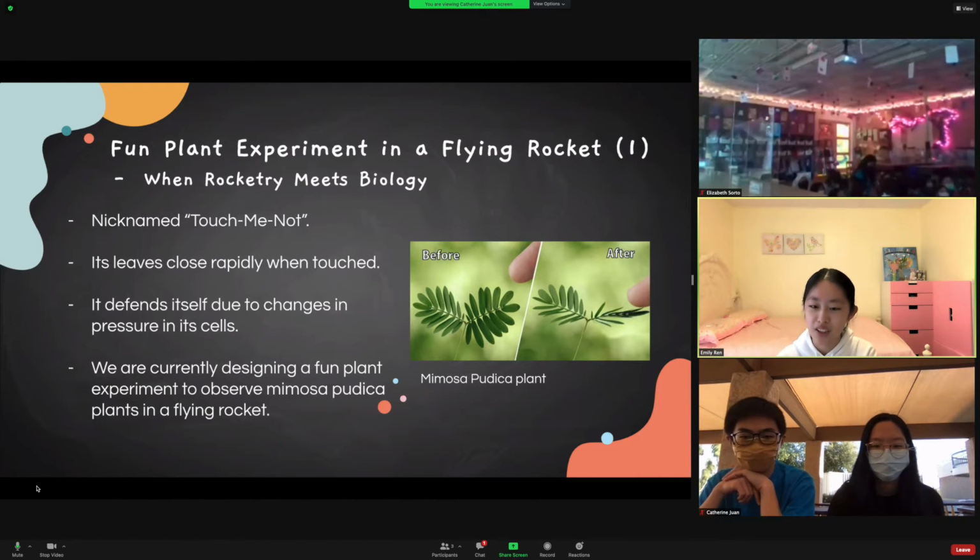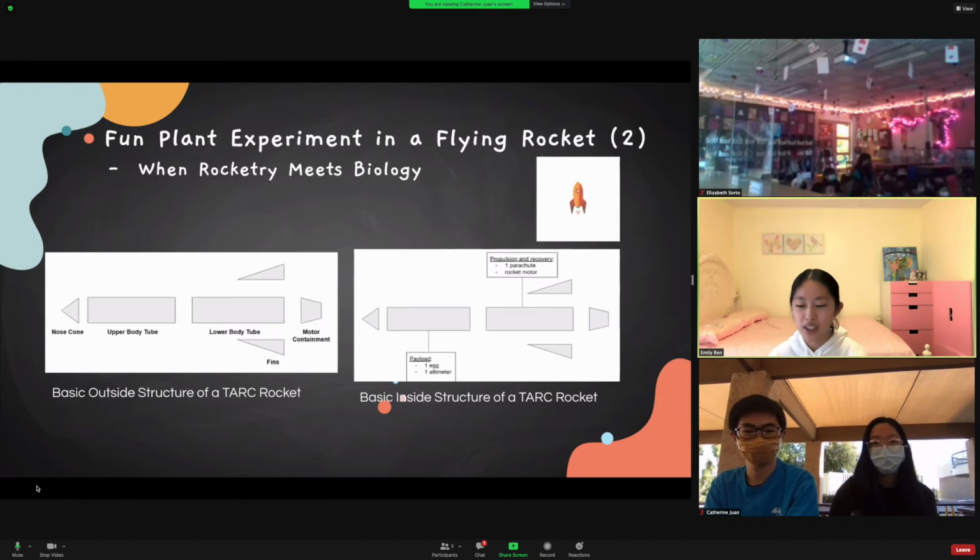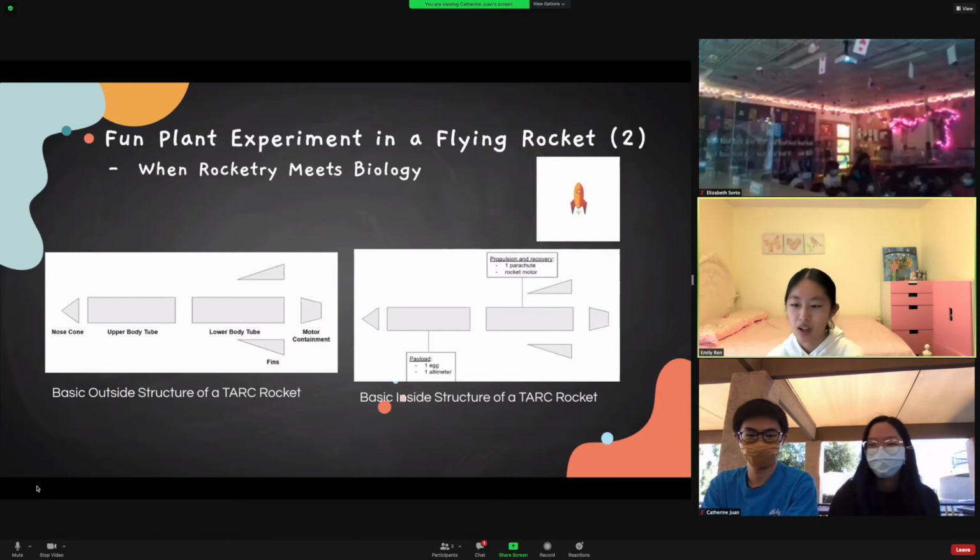We're currently designing a fun plant experiment to observe Mimosa pudica plants in a flying rocket. And a TARC rocket consists of the outside structure and the inside structure. So for the outside structure, we have the nose cone, which is the upper part, and that's used for aerodynamic purposes. Then we have the upper body tube, and inside the upper body tube, we have the payload. And usually the payload consists of one egg and one altimeter. And an altimeter is something that can measure the height of a rocket.